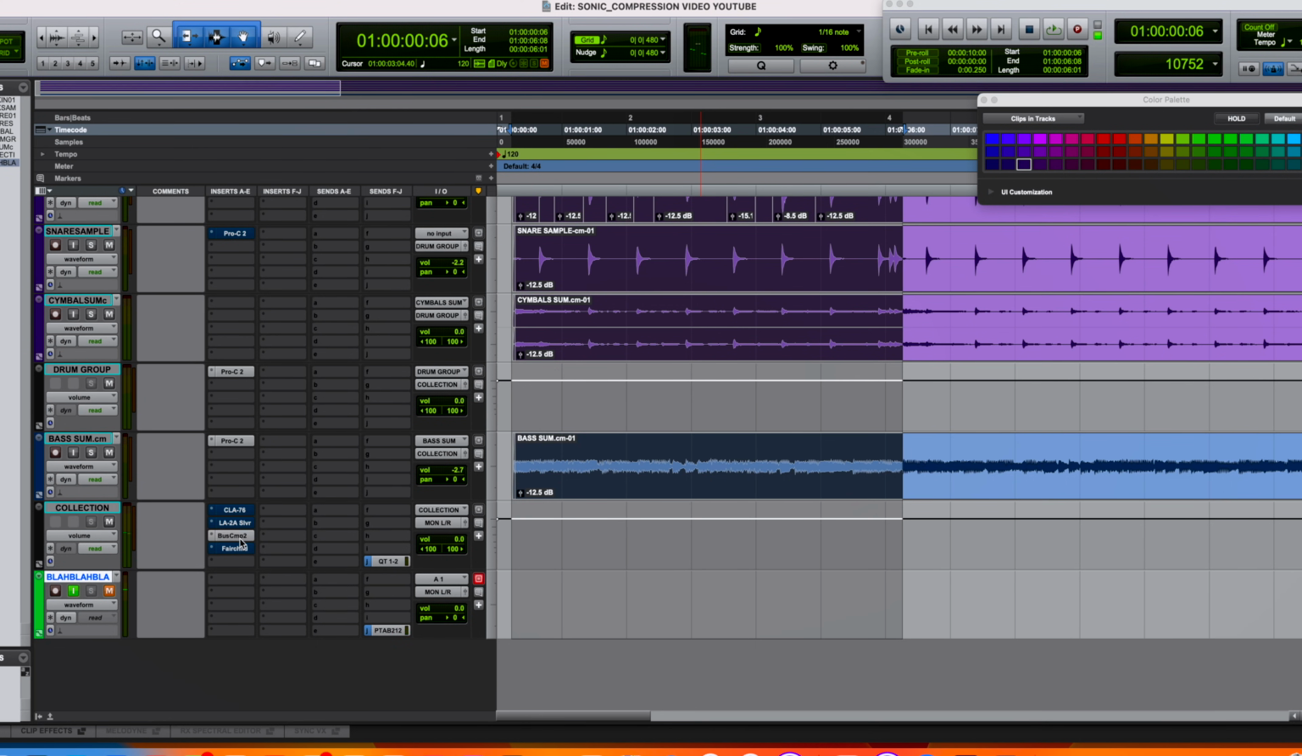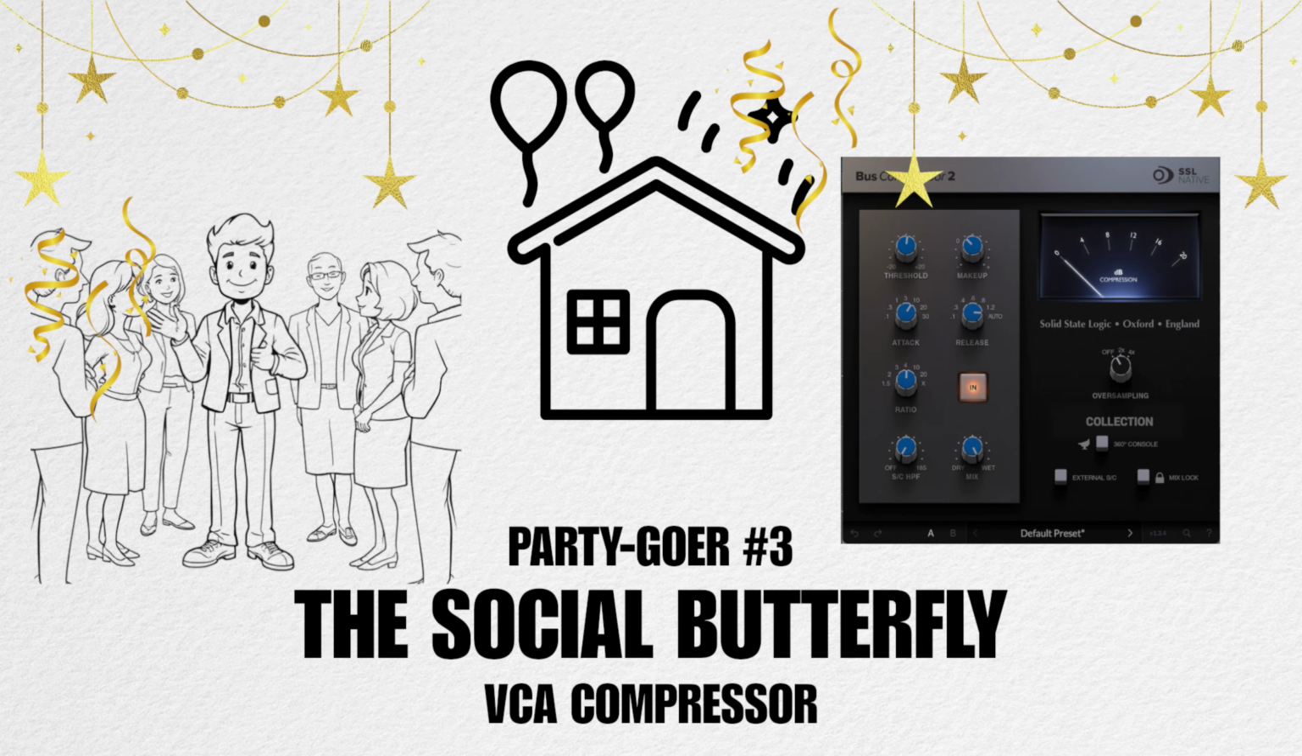Next to the party is our VCA compressor. I'm going to consider this the socializer or the connector.